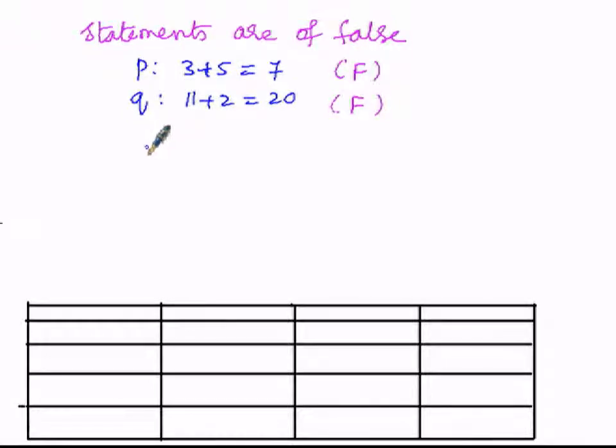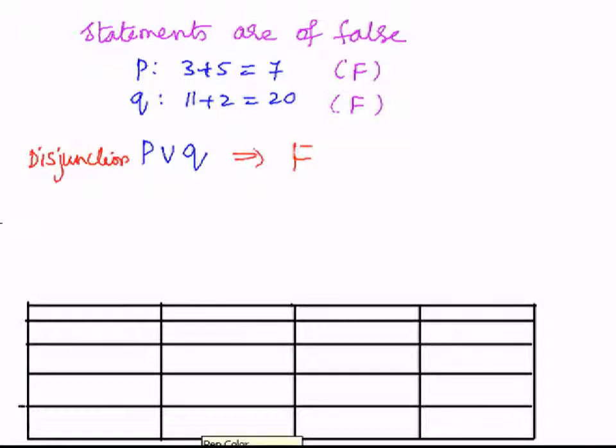The disjunction can be written as P or Q. So here the disjunction is denoted by means of R. So here the disjunction P or Q implies, so here both the statements are false, therefore the truth value of the disjunction, that is P or Q, will be false. So in this manner, when two statements are false, then the disjunction also will be false.